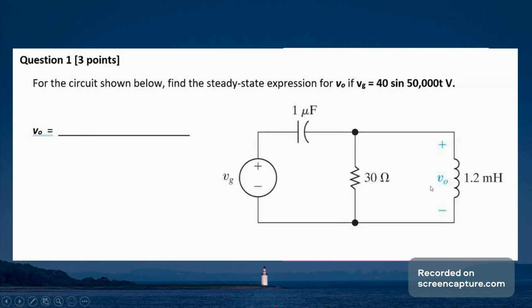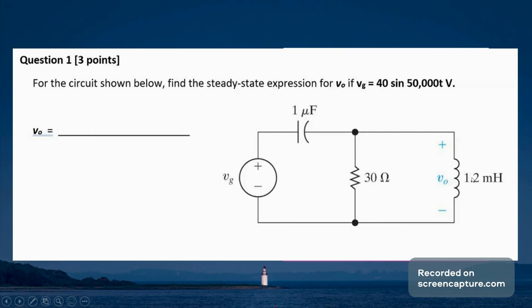And how you would do that is first you need to find the impedances of this inductor and this capacitor right here. So if we do that, we can find that for the capacitor, the impedance is negative J20 ohms, and the inductor is J60 ohms right here.